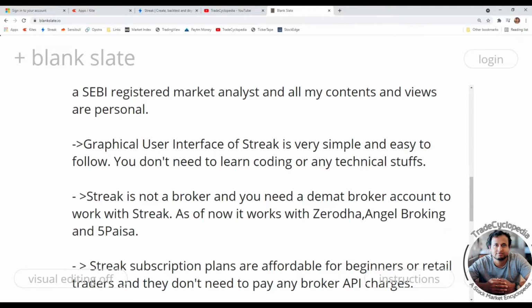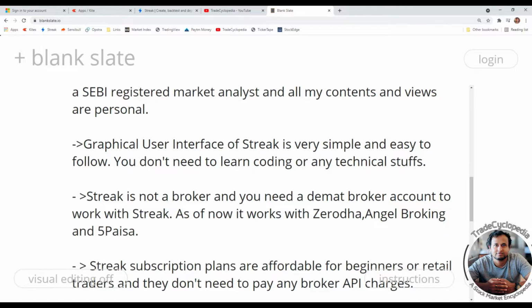It's not a broker at all, and you need a demat or broker account to work with Streak. As of now, it works with brokers like Zerodha, Angel Broking, and 5paisa. So at the moment, if you're planning to start algo trading using Streak, you really need to have a Zerodha, Angel Broking or 5paisa account. So that's how it works.